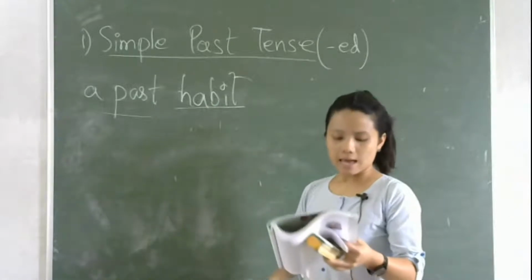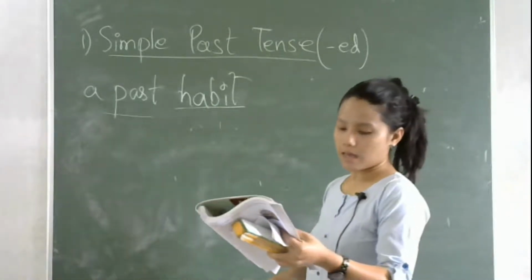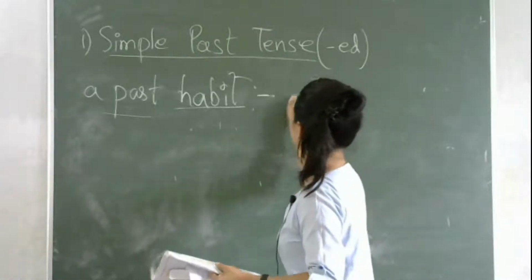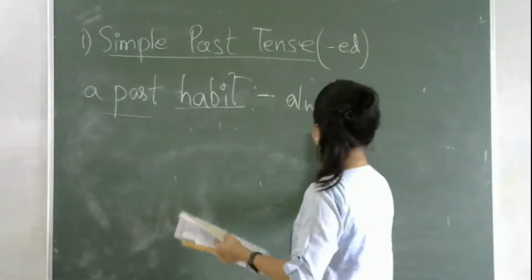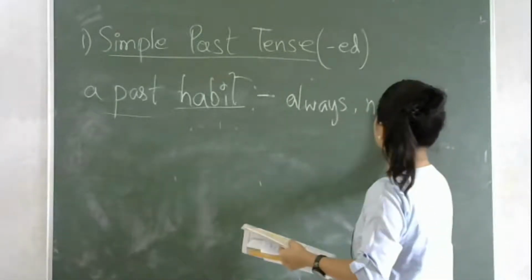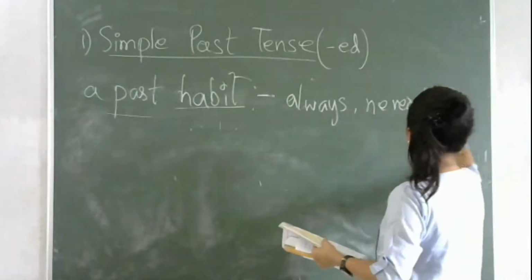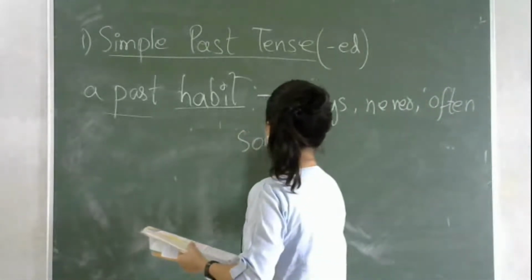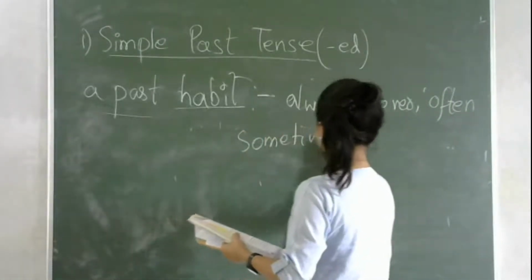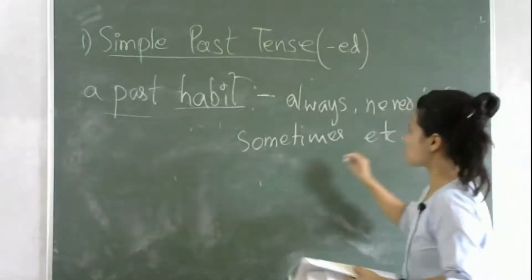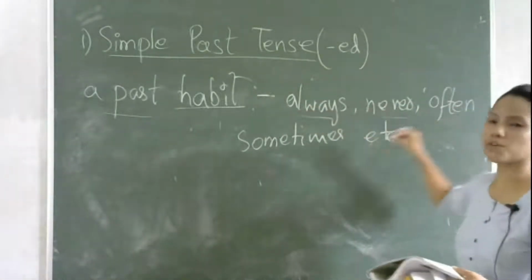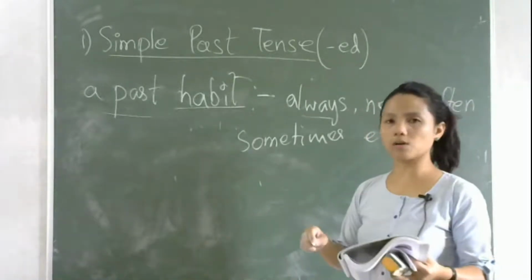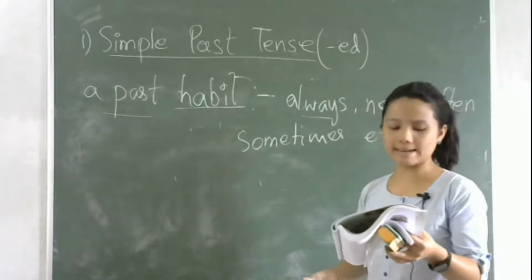So words like always, never, often, sometimes, etc. These words are used whenever you want to talk about something that you always do or do regularly or repeat again and again.